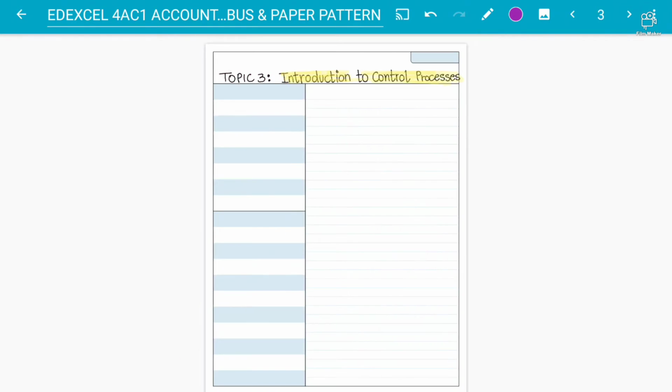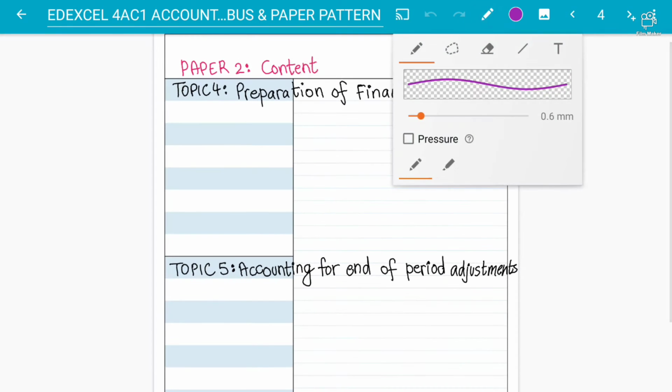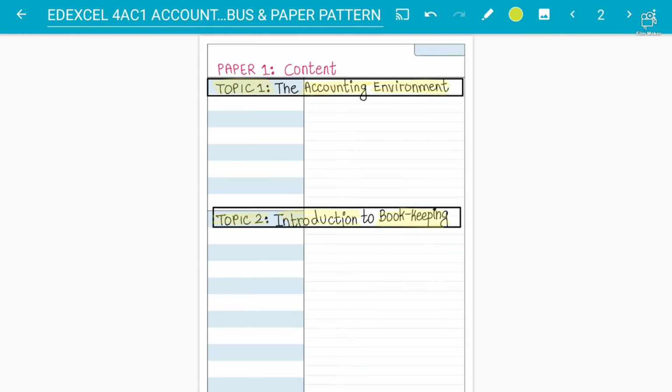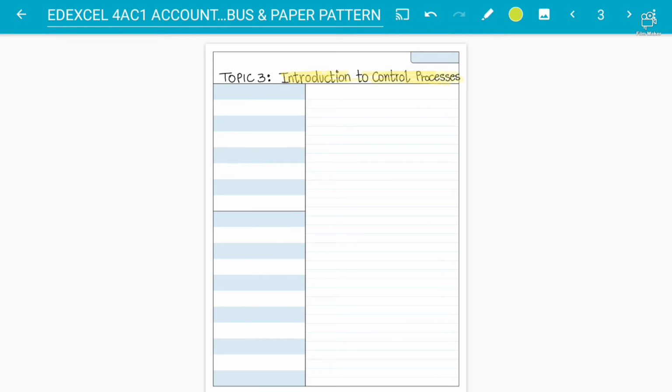What are topics number 4 and 5? Topics number 4 and 5 are preparation of the financial statements, okay? How do you prepare financial statements? And the end of year adjustments for the accounting period. What are the end of accounting period adjustments? That is tested in topic number 5. And the remaining 3 topics, accounting environment, introduction to bookkeeping and introduction to control processes, are tested in paper number 1. That is almost 70% weightage.